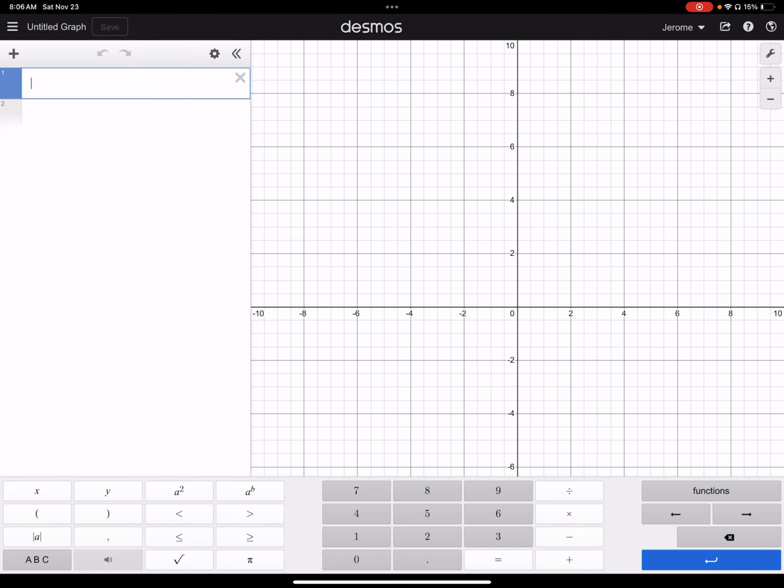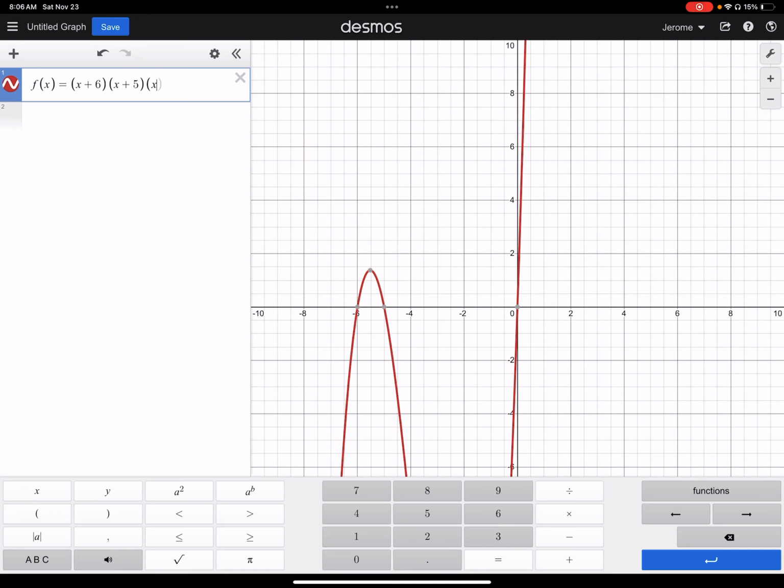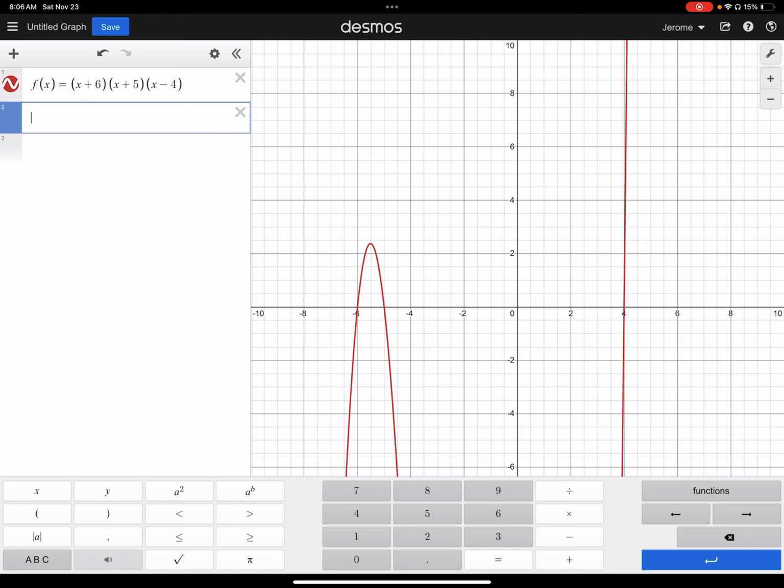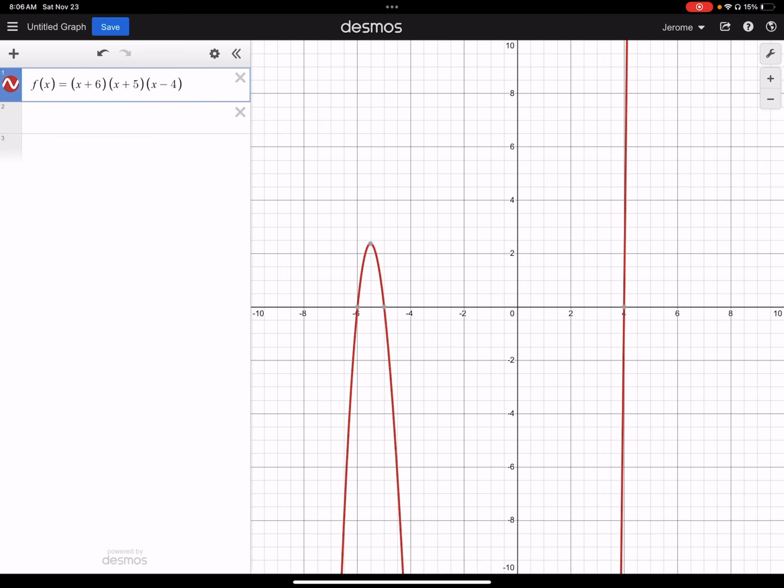All right. I do want to type this in as f of x, so I can call upon it in slot number 2 on Desmos. So f of x is equal to parentheses x plus 6, arrow out of it, and then parentheses x plus 5, I think, and then x minus 4. Right, so there's that equation, and here's what I was talking about. If I highlight these little points for you, those are the x-intercepts. Those are the zeros of the function. They're called zeros because it's where your f of x or your y value is equal to 0. And those are the exact same x values that they had in the table.